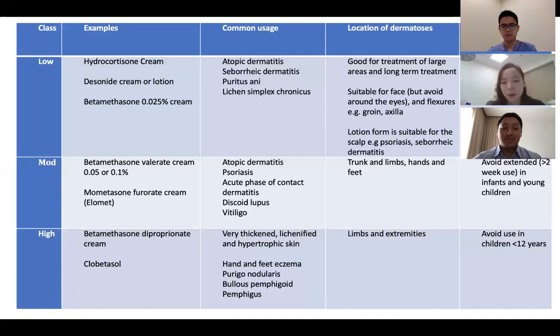So there's this concept of one fingertip unit. If you squeeze a standard tube along your fingertip, that is supposed to cover two palm-sized areas of skin. If you try it with moisturizer, it's actually quite a bit more than you might think if you were to apply it thinly.